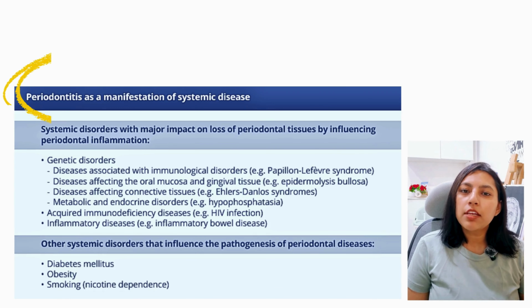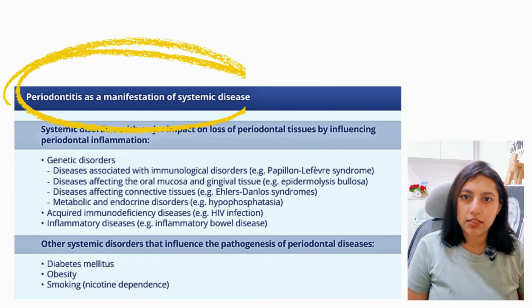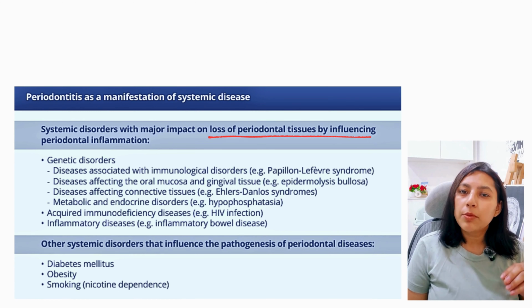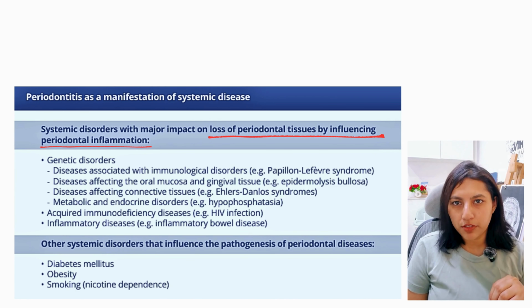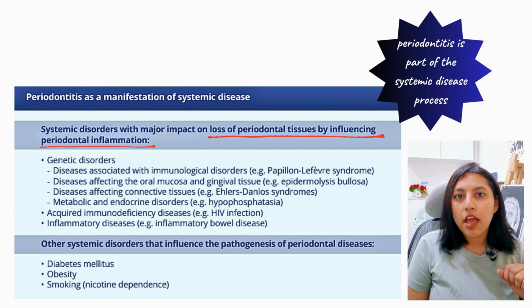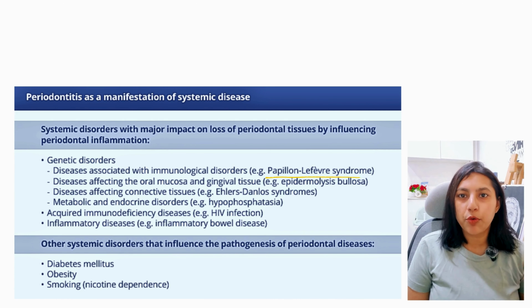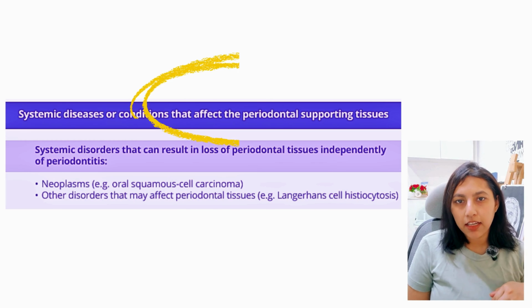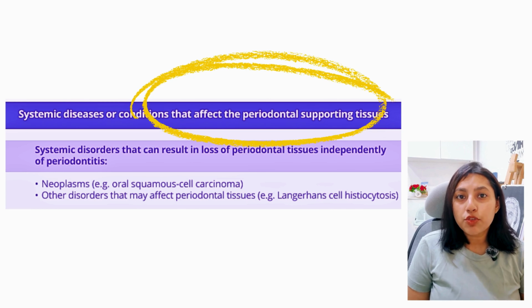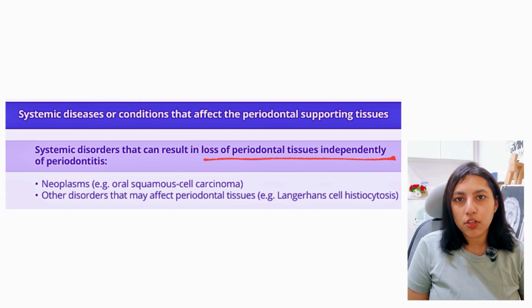In periodontitis as a manifestation of systemic diseases, the systemic disease itself predisposes the patient to true periodontal destruction and periodontitis. And if you look at the classification table, it mainly includes conditions like Papillon-Lefebvre syndrome, cyclic neutropenia, hypophosphatasia, and Ehlers-Danlos syndrome.